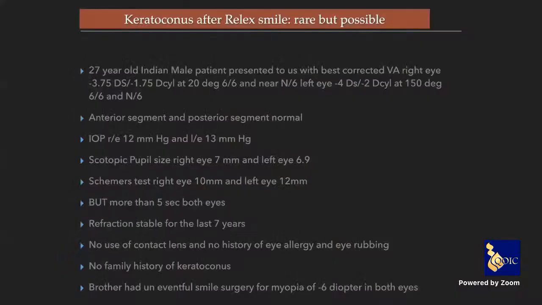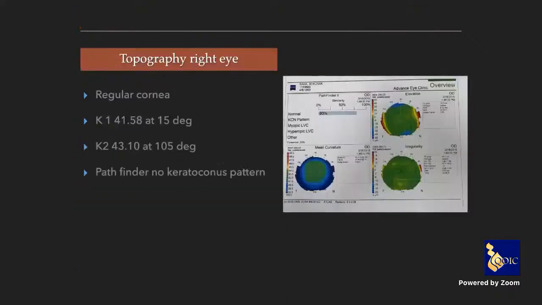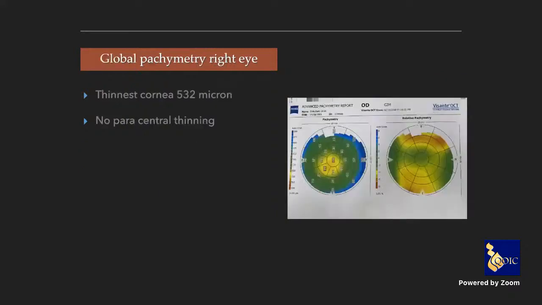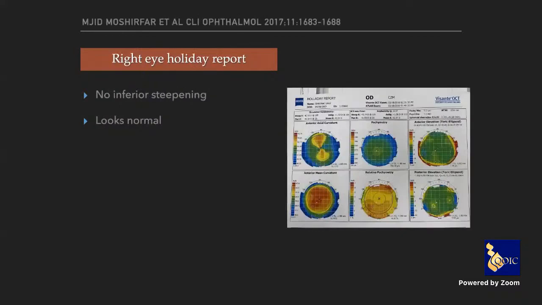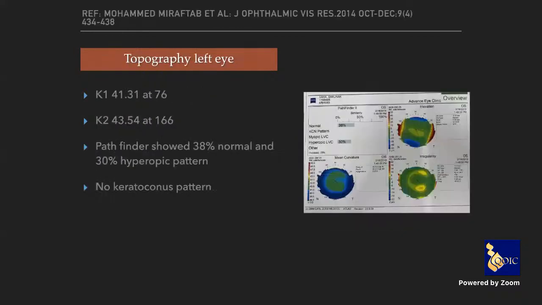One of the problems which I have faced in relaxed SMILE procedure is keratoconus, although it's very rare. Now I have a patient, 27 years old, with perfectly normal keratometry, refractions and topography. There's no history of keratoconus in the family. His brother had a SMILE done and was perfectly fine. His topography looked normal, the thinnest cornea was 532 microns, there was no inferior steepening, and the K readings were very much normal. It was not a steep cornea at all.